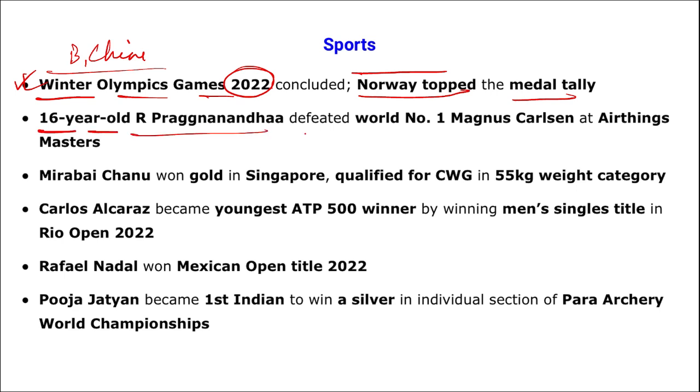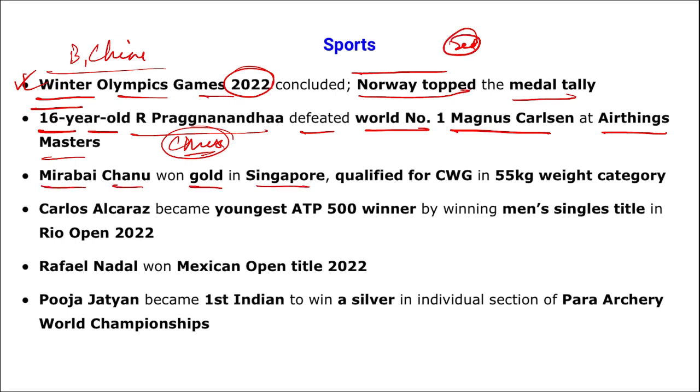16-year-old R. Praggnanandhaa defeated world number one Magnus Carlsen at Airthings Masters. This is related to your chess, mark this. And he became the youngest Indian player to become the Grandmaster and second youngest player in the world to become the Grandmaster. Mirabai Chanu won gold in Singapore, qualified for Commonwealth Games in 55 kg category.